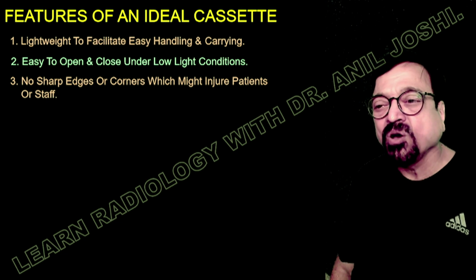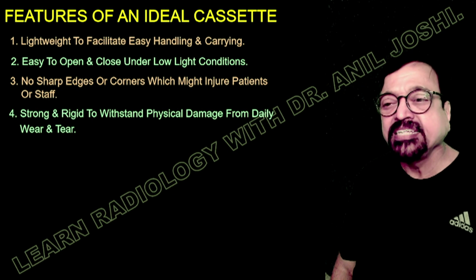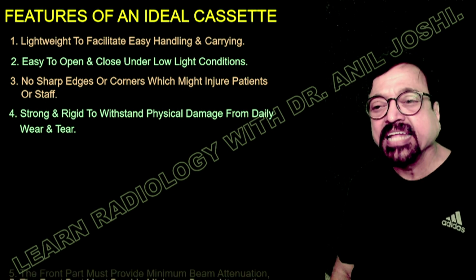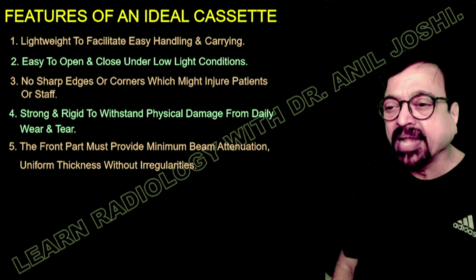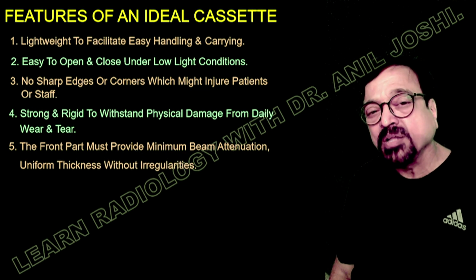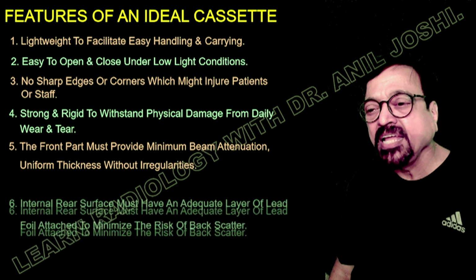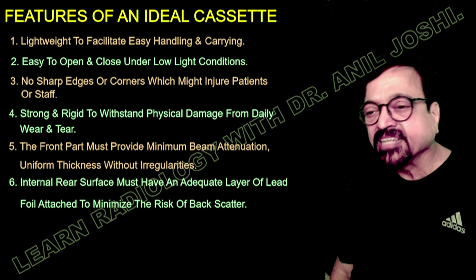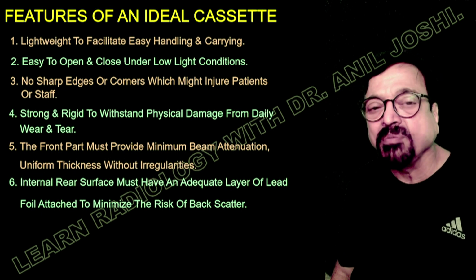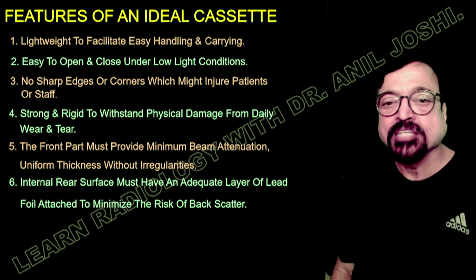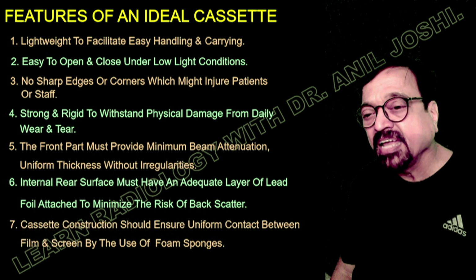No sharp edges or corners which might injure the patient or the staff. Then strong and rigid to withstand physical damage from daily wear and tear. The front of the cassette must permit the beam through; it should not cause beam attenuation. That's why it is thinner as compared to the back. Then the internal rear surface must have an adequate layer of lead foil attached to minimize the risk of backscatter. The front allows as much radiation as possible. The back should block as much as possible, because otherwise it can cause fog.